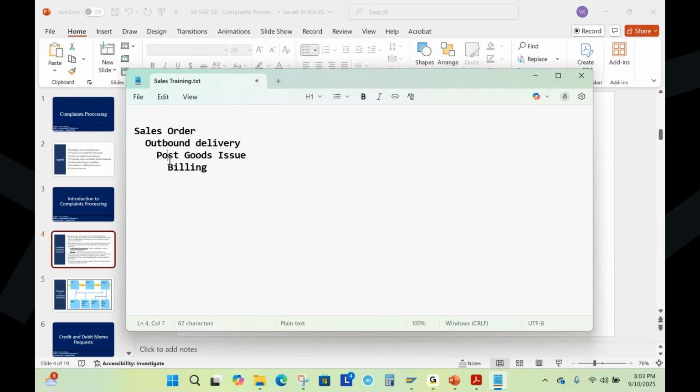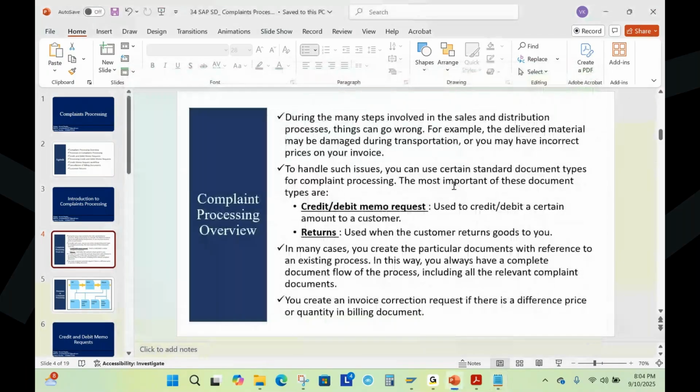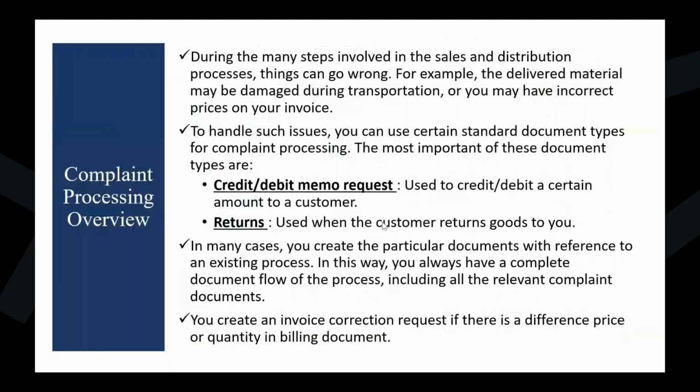Then we will do the billing. But sometimes in between, or at the billing stage, you may have some problems. Those problems we are discussing, complaints kind of thing. This is a normal happy flow. So if a problem comes, how to handle it is the question that we are discussing. For example, the delivered material may be damaged during transportation, or you may have incorrect prices on your invoice.